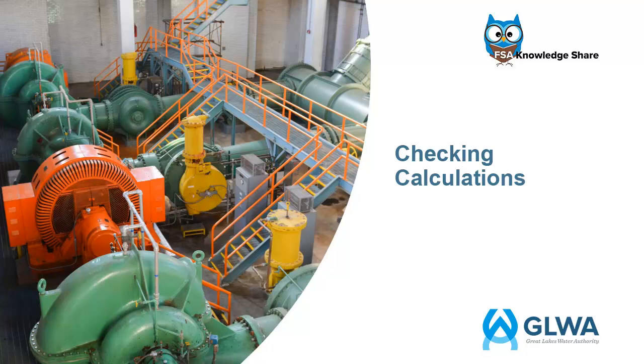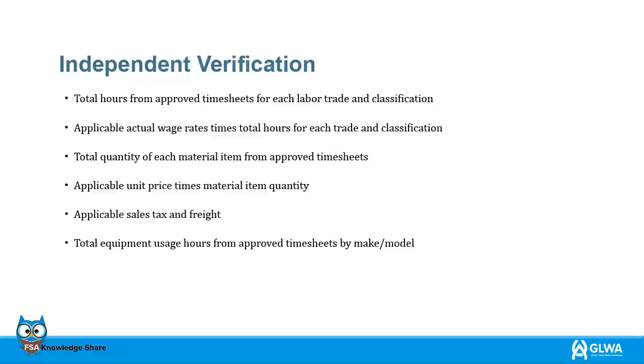We all make mistakes. It is critical that all CCDs are checked for mathematical errors through each step within the process. A cross-check of all calculations will reduce the errors in the CCD process and shorten the approval time. Please review the following. Total hours from timesheets that have been authorized for each labor trade and classification. Ensure actual wage rates are multiplied by the number of hours worked for each classification and trade.